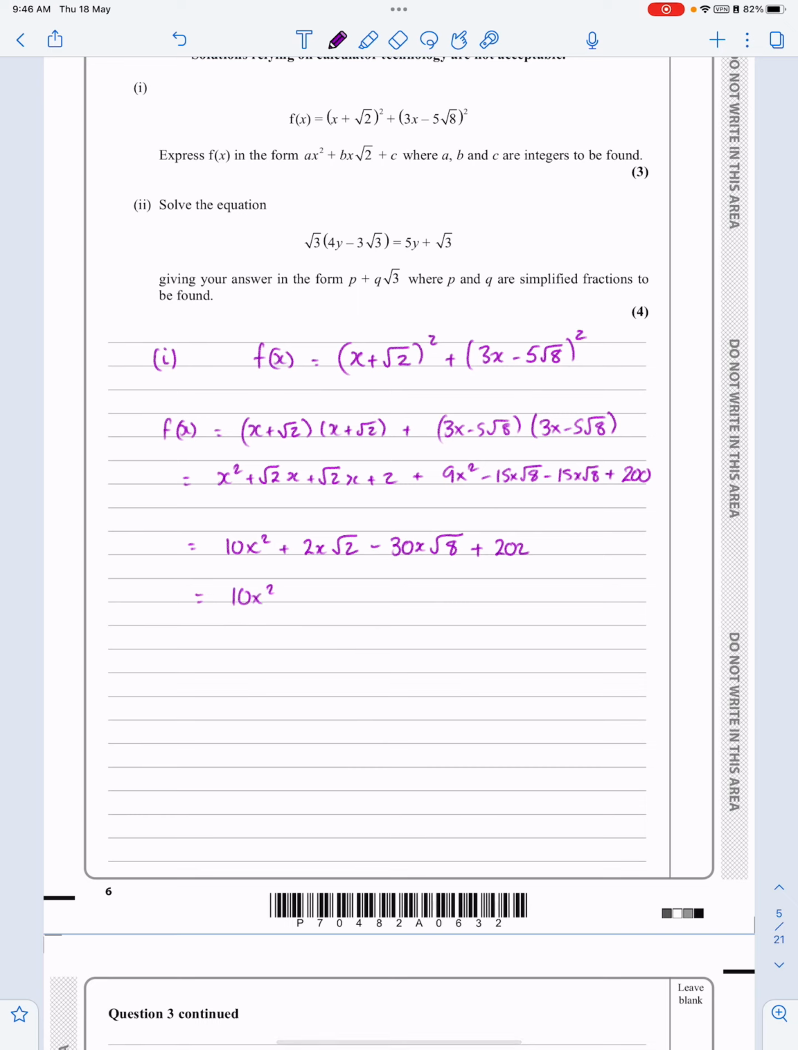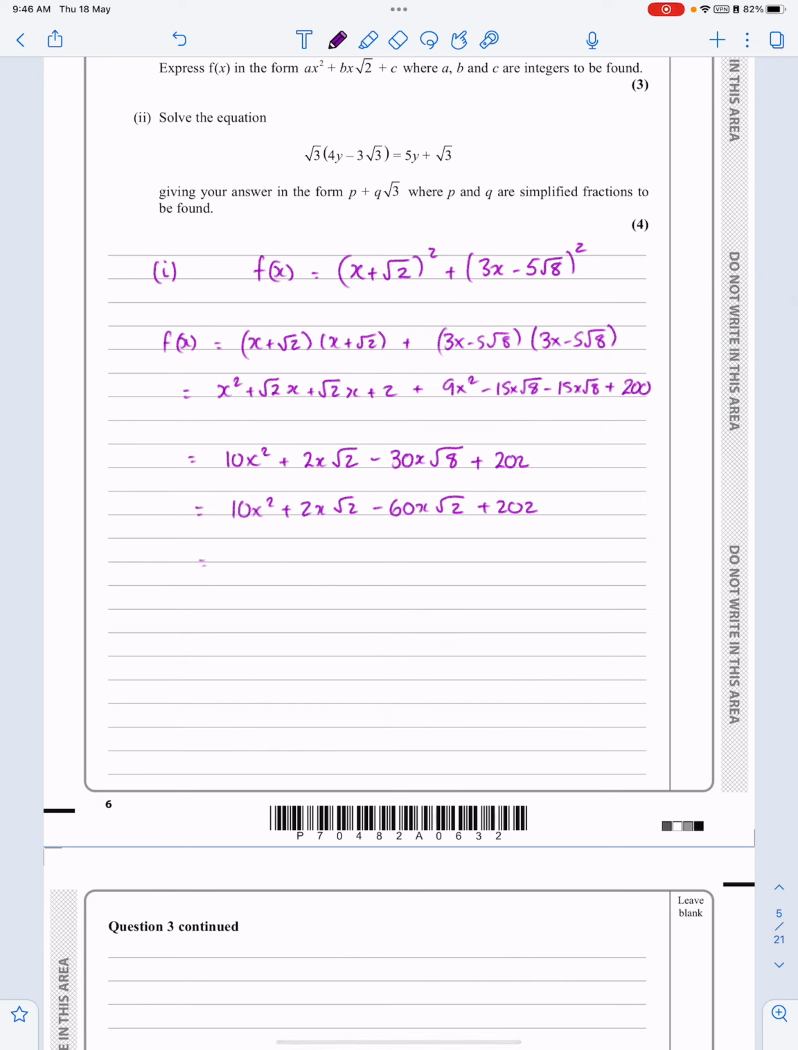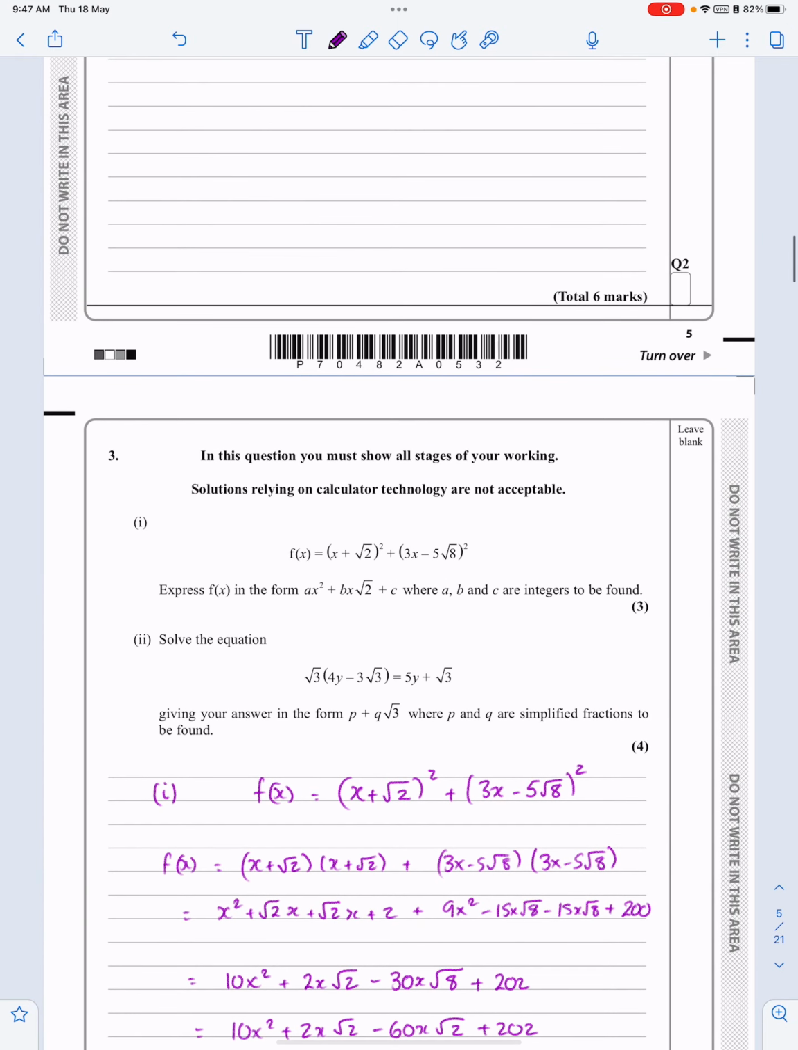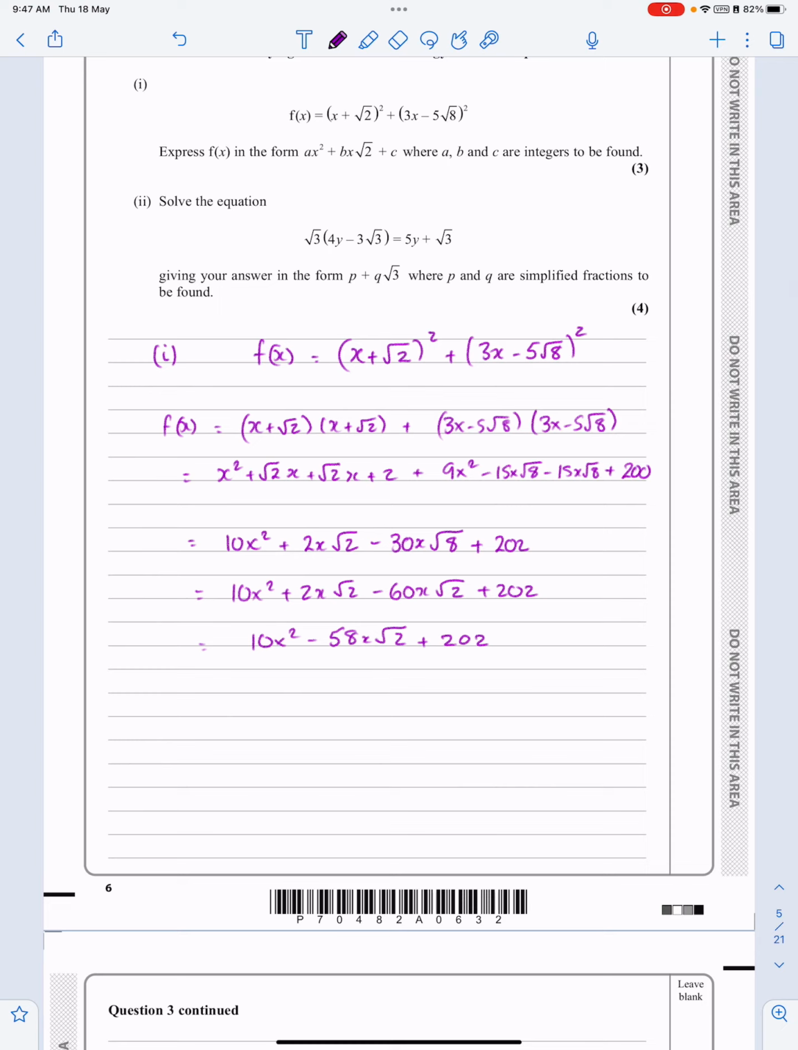So I've actually got here 10x squared plus 2x root 2. If that's 2 root 2, then it's 60x root 2 plus 202, which then works out to be 10x squared. What have we got there? Minus 58. Oops, need neater handwriting. Minus 58x root 2 plus 202. So have I got that in the right sort of format? Yes, I have. A is equal to 10, B is equal to minus 58, and C is equal to 202.